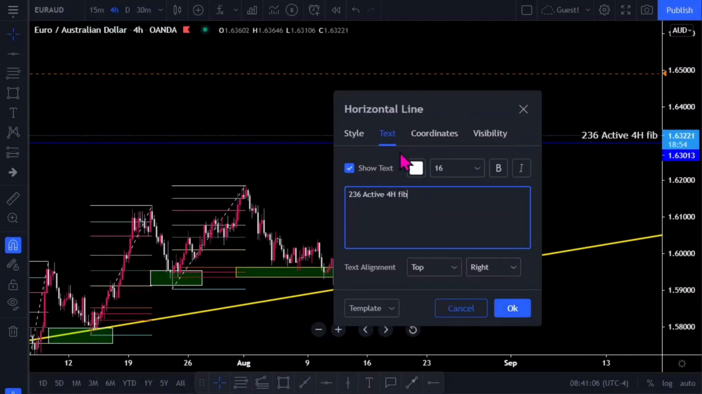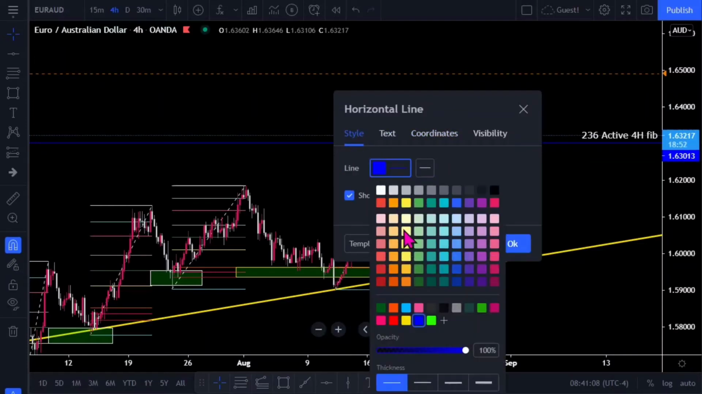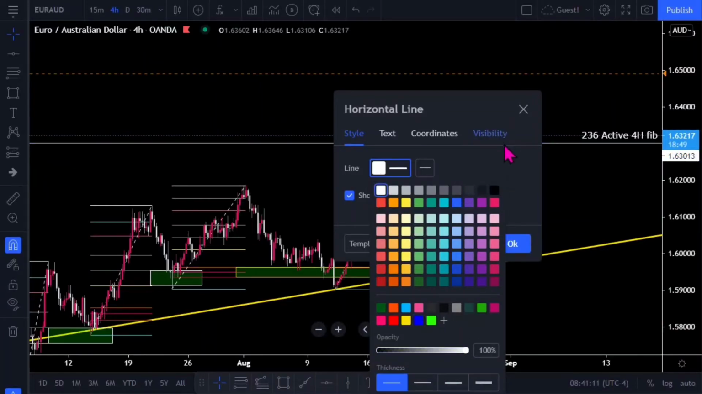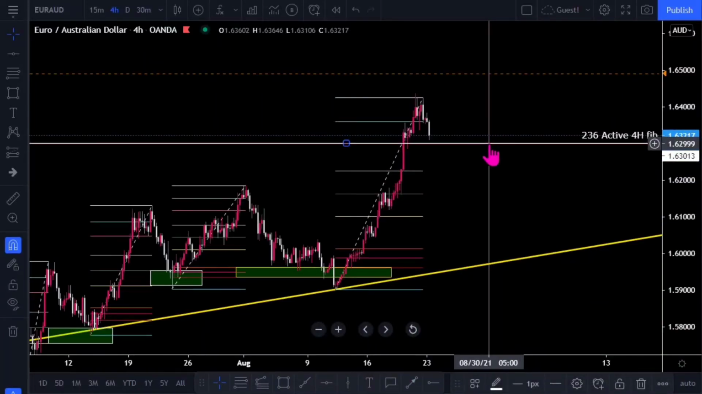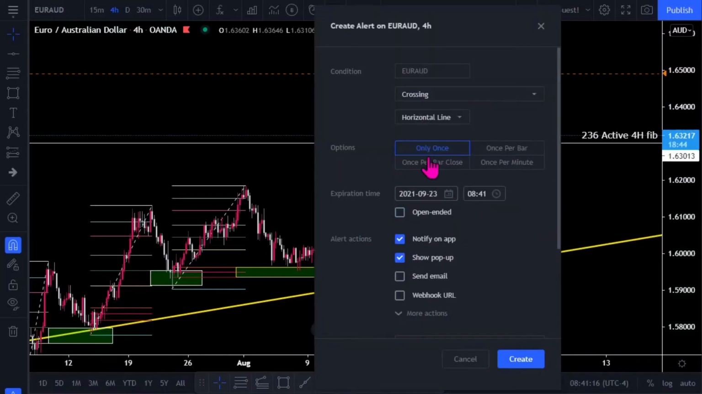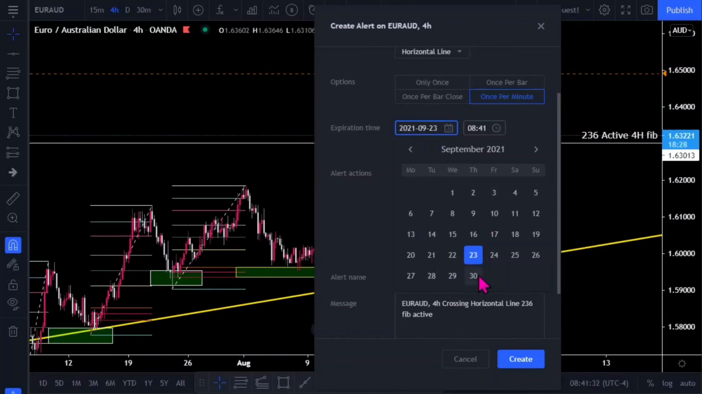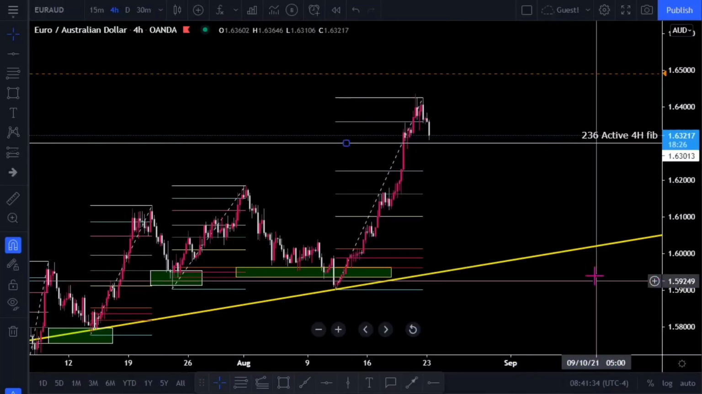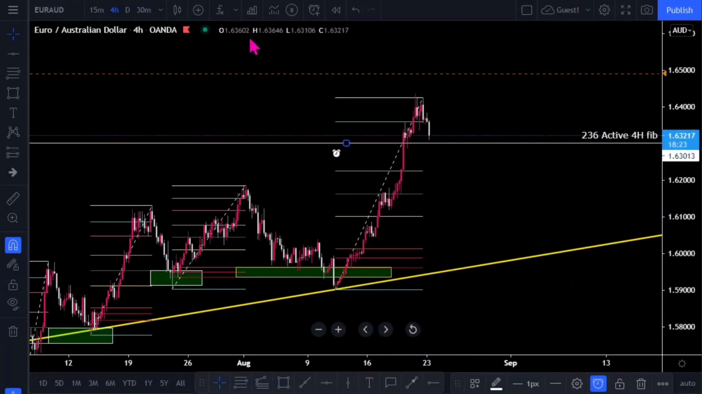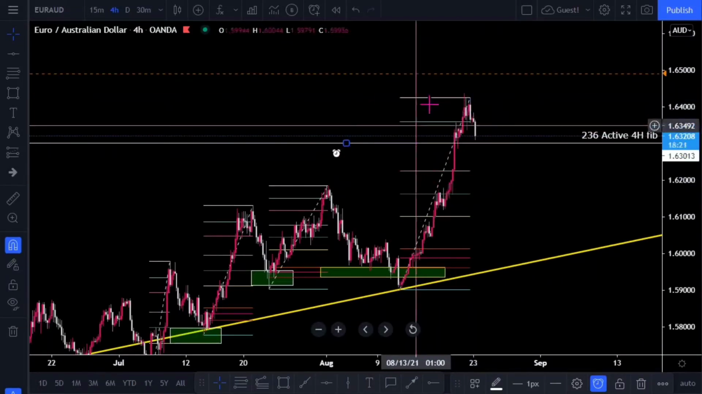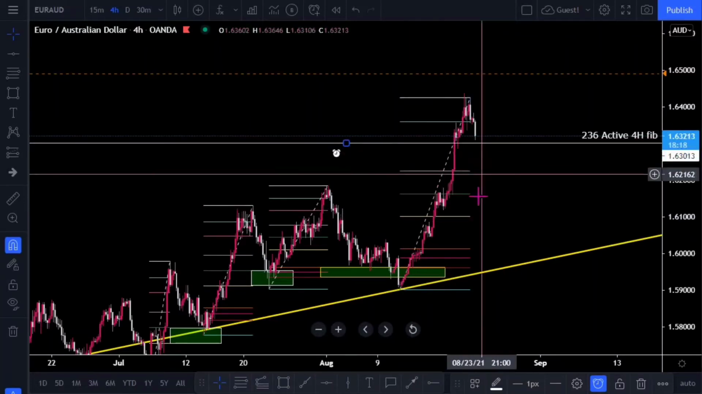Okay, so let's save this. Let's change the color of the line too. Let's just change this to white. We're gonna say okay, and now right click again on the line, and we're gonna add an alert here. So this is a horizontal line, 236 fib active, and I want this once per minute. Okay, so now we have an alert created on the 4-hour so that we can watch and see what happens if this fib is active.